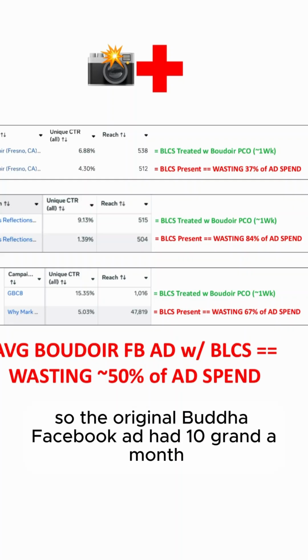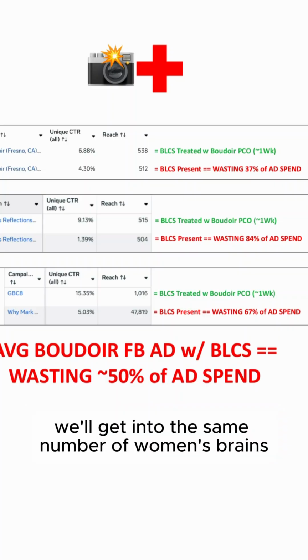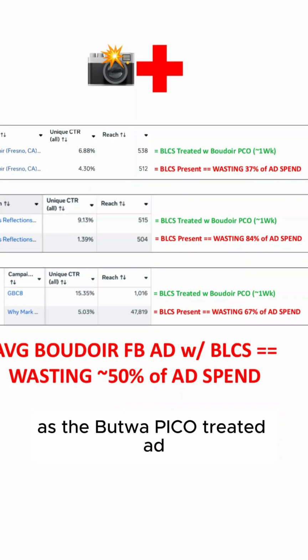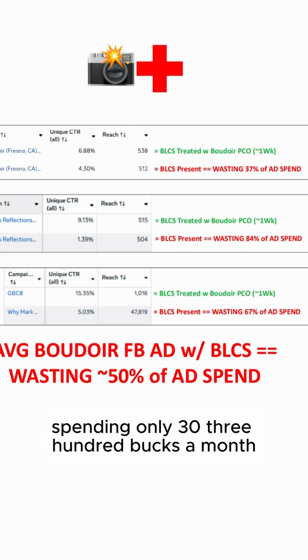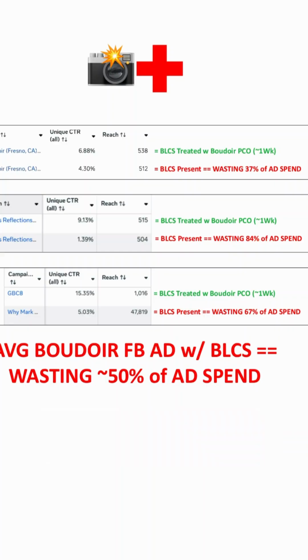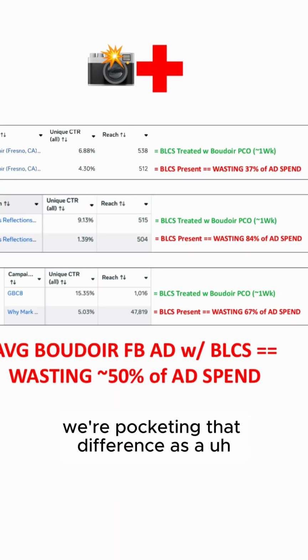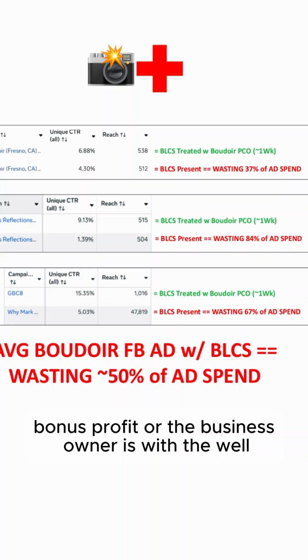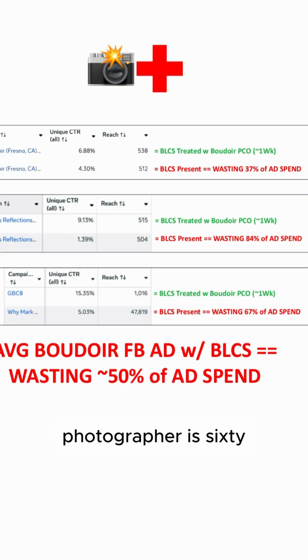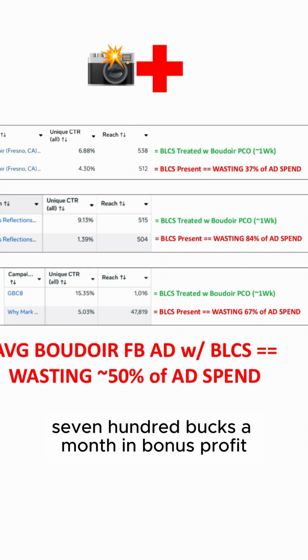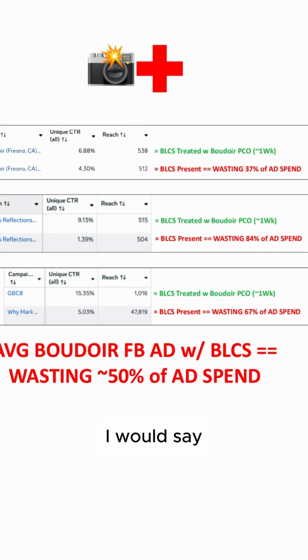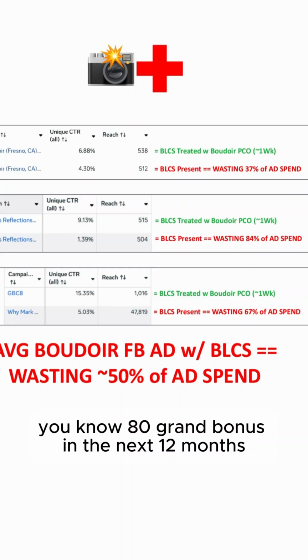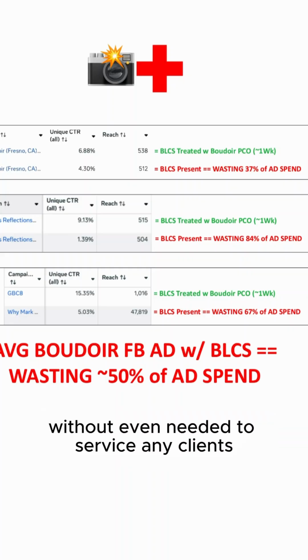So the original Boudoir Facebook ad at 10 grand a month will get us the same number of women's brands as the Boudoir Pico treated ad, spending only 3,300 bucks a month. So that whole difference, we're pocketing as bonus profit, or the boudoir photographer is: 6,700 bucks a month in bonus profit by simply not spending that money. I would say 80 grand bonus in the next 12 months. So insanely good, without even needing to service any clients.